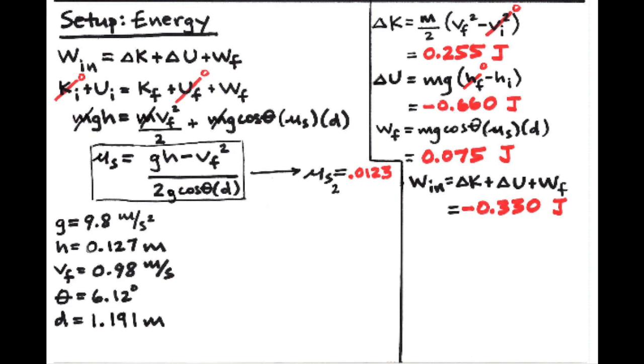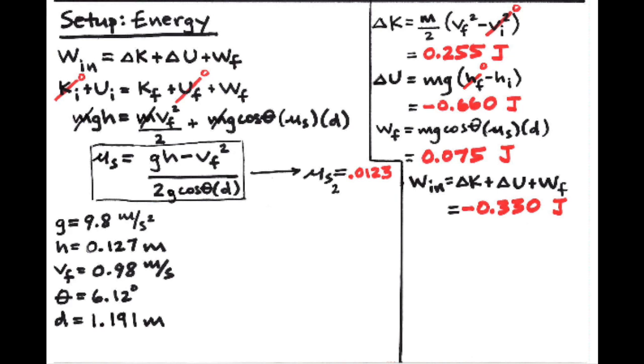Obviously, the kinetic initial and the potential final will go to 0, and doing some rearranging, you get an equation which solves for the coefficient of friction, mu s, which equals gravity times the height initial minus the final velocity squared all over 2 times gravity times cosine theta times the distance of the ramp.